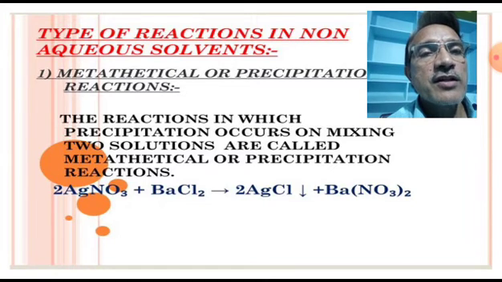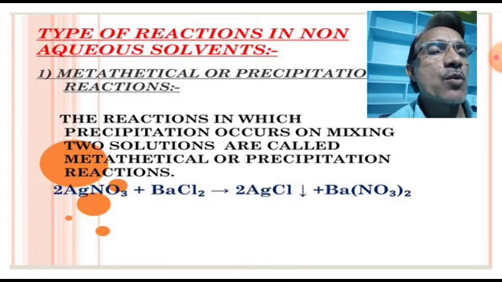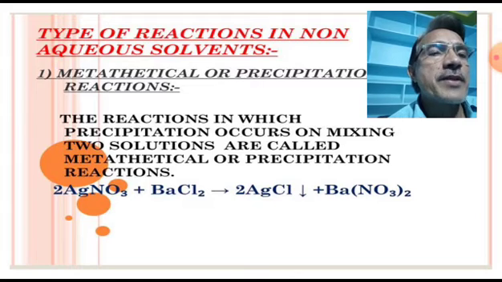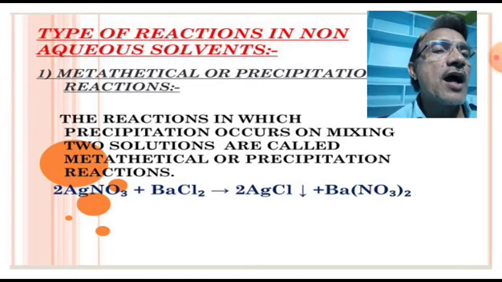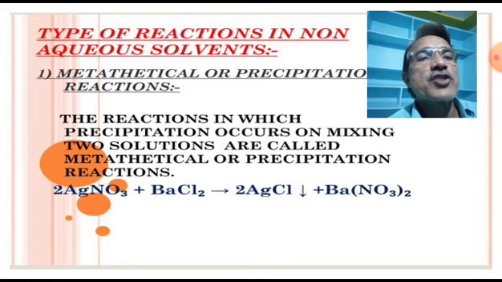In this reaction, silver nitrate is an ionic compound, BaCl2 is also an ionic compound, and silver ions combine with chloride ions forming silver chloride as a white precipitate. So, since precipitation occurred in this reaction, this is an example of precipitation reaction.